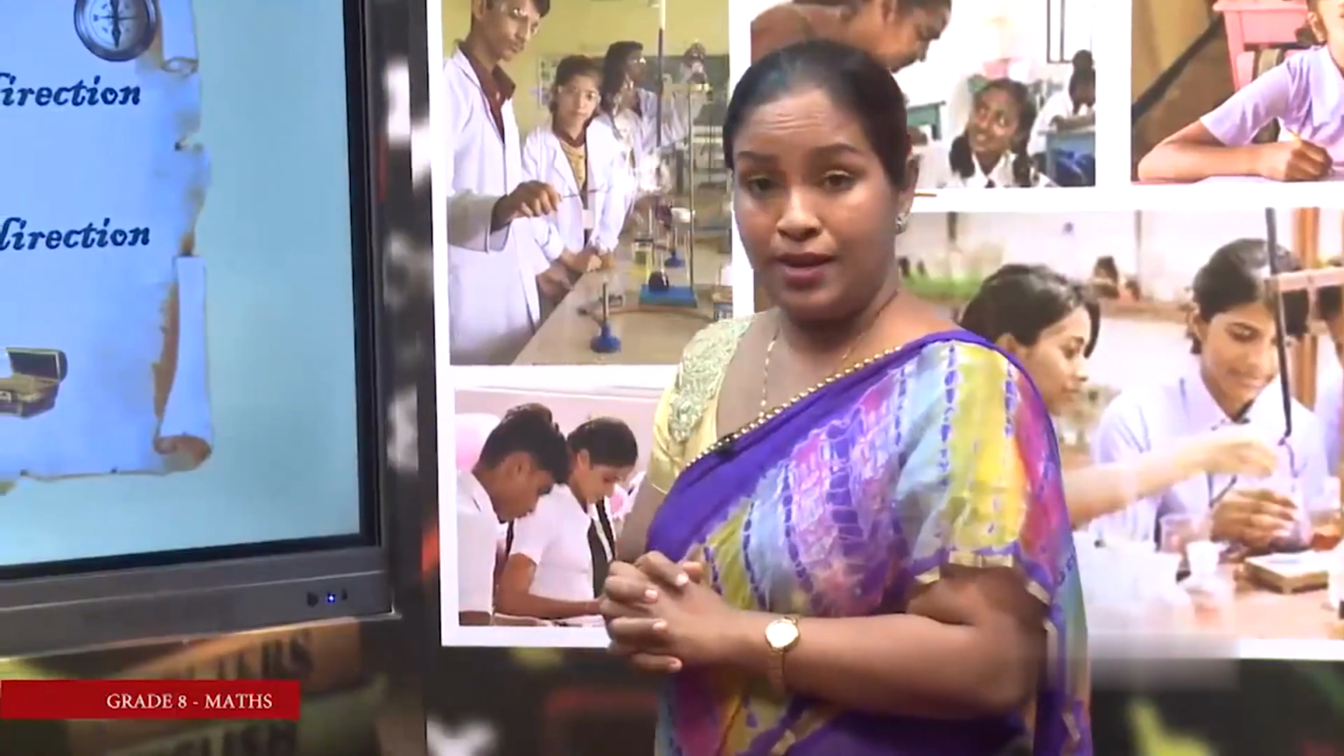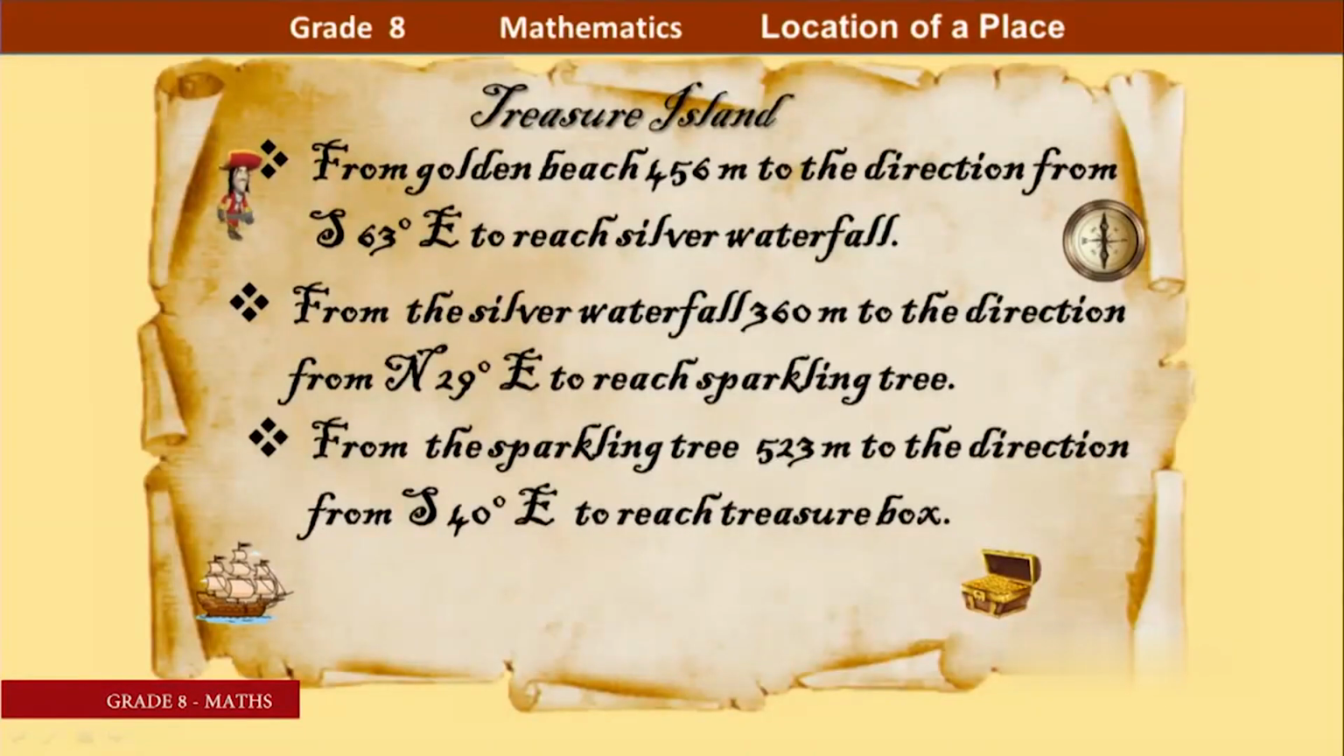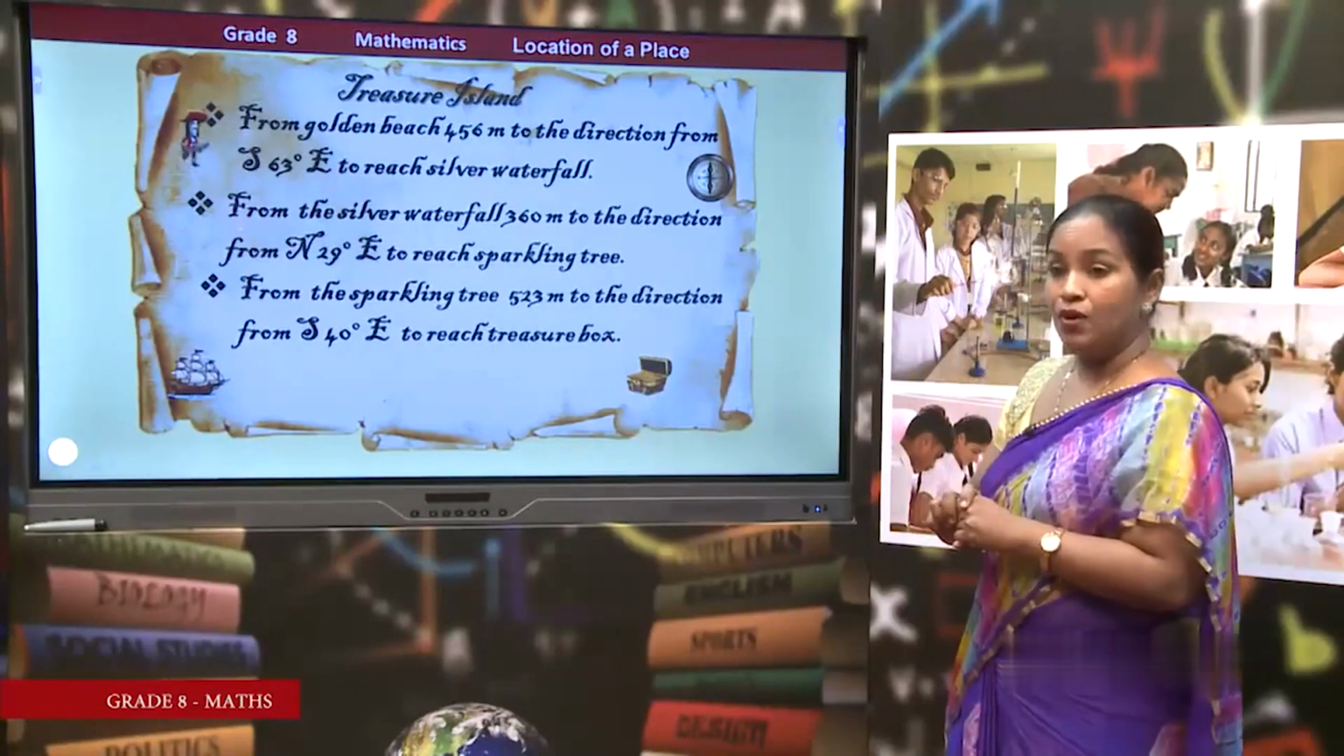Finally, the last step. So, now you are at where? Now you are at the sparkling tree. From there onwards? Yes, from the sparkling tree, 523 meters to the direction from south to east. Angle 40 degrees. Then you can reach the treasure box. Check again. What is the distance from the sparkling tree? 523 meters to the direction 40 degrees from south to east. Then you can find the treasure box.